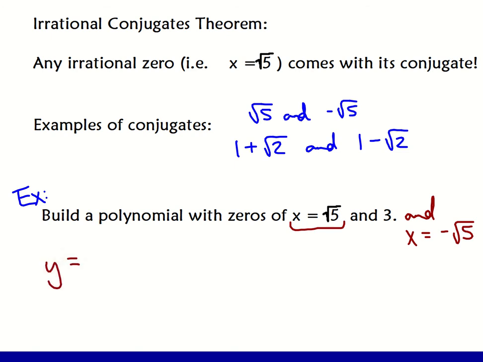So y must equal, if the zero is x equals 3, then the factor would be x minus 3, which is just going backwards from what we had been doing earlier in the chapter. If the zero is x equals root 5, then the corresponding factor would be x minus the square root of 5. And if x equals negative root 5, then the factor would be x minus negative root 5, which is x plus root 5.